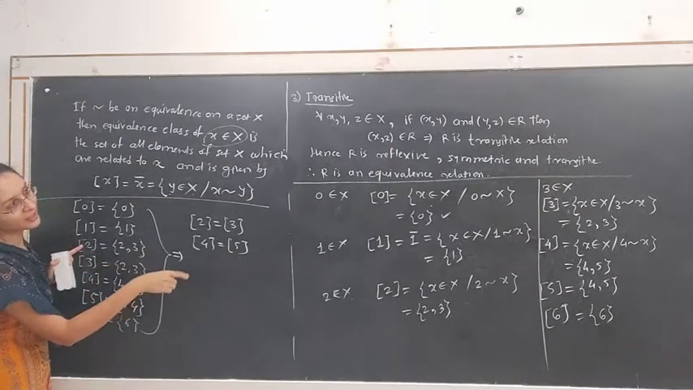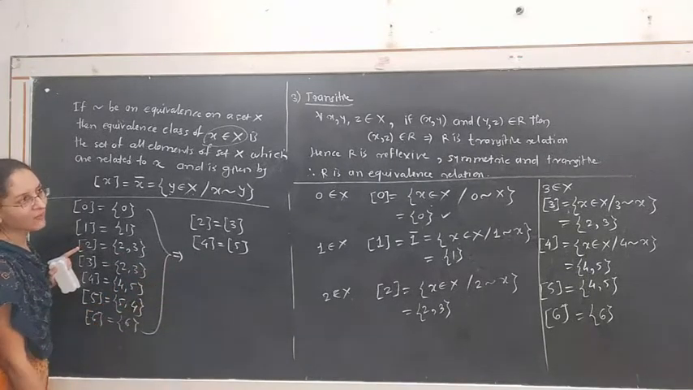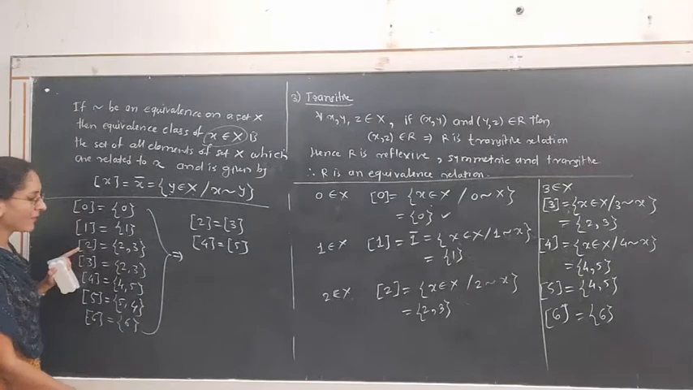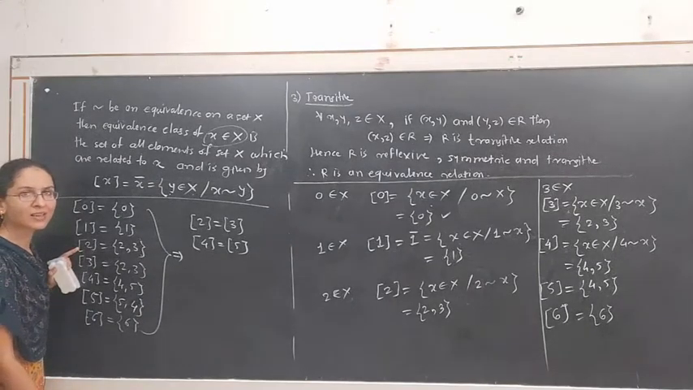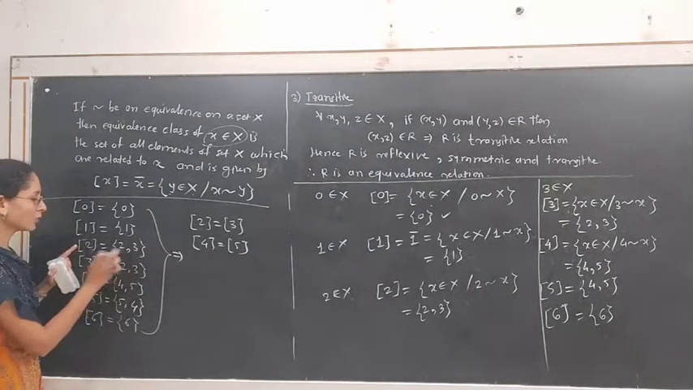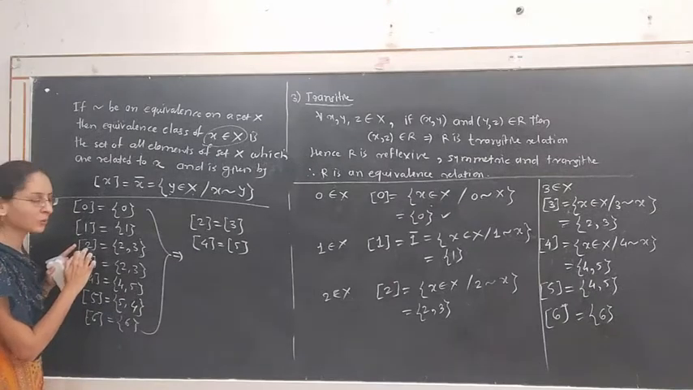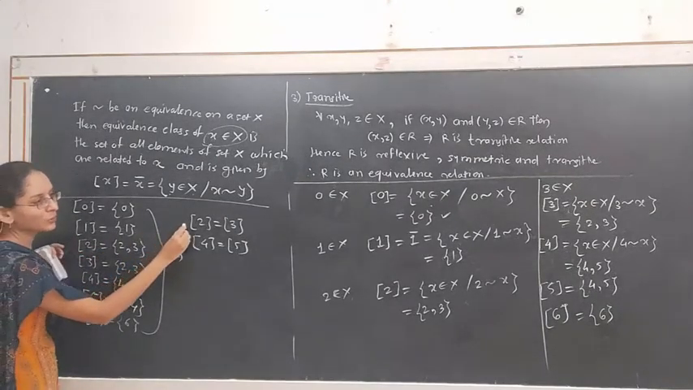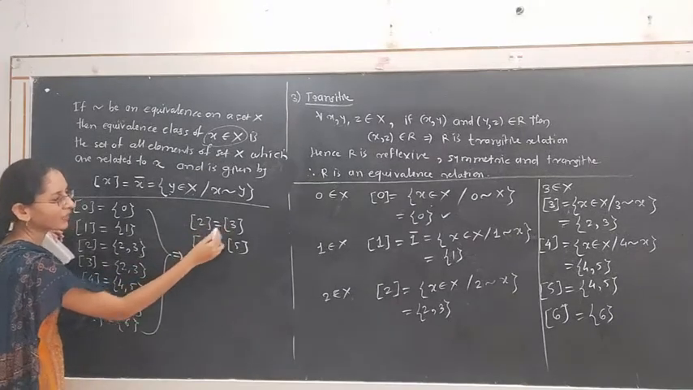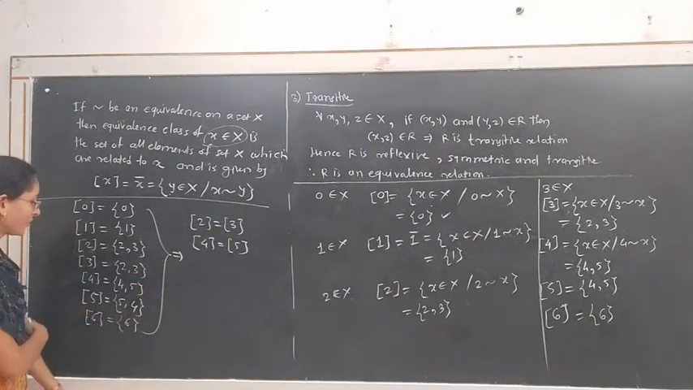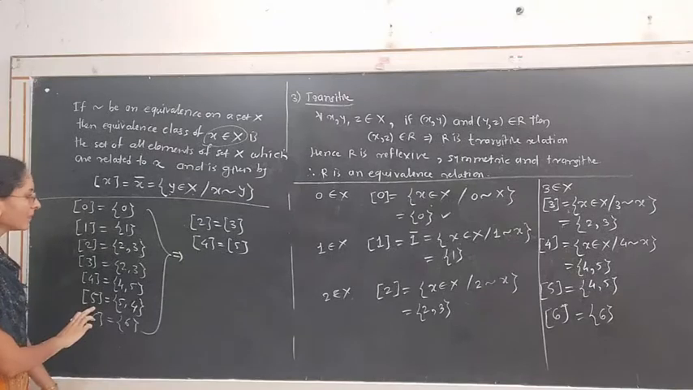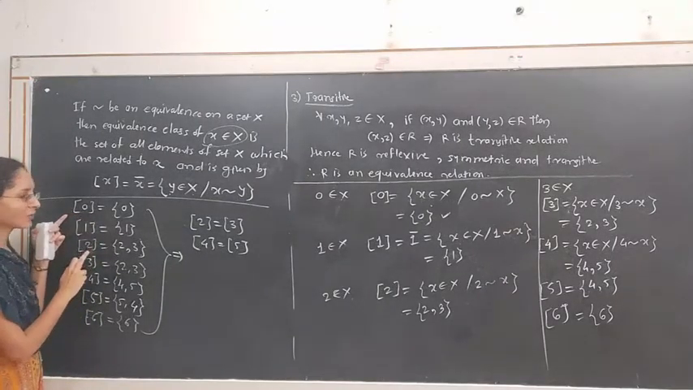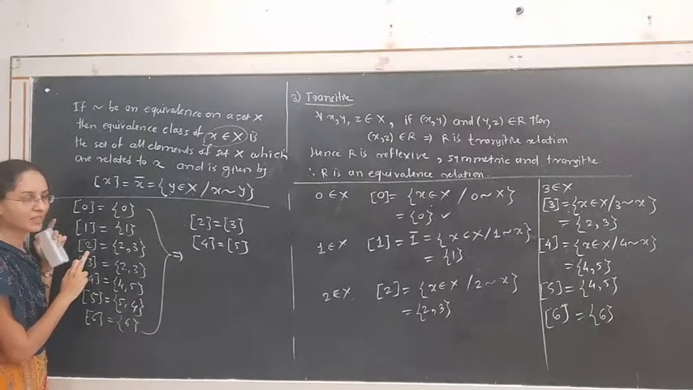relation. In the given example, R is defined by: two elements X and Y are related if and only if their English spellings start with the same letter. Hence 2, 3 belong to this equivalence class of 2. These two equivalence classes are same. Equivalence class of 2 and equivalence class of 3 are same. Similarly, equivalence class of 4 and 5 are same.